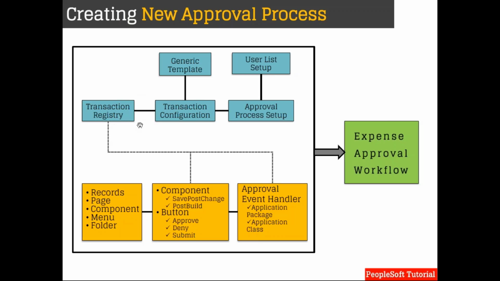So he will have a process ID in hand, and from there onwards he will perform transaction configuration, and provide or create a generic template. Generic templates will provide the email template and how to design it. This part, approval process setup, is the part where most of the configuration is done, along with user list setup. The approval event handler, which is to design the application package and application class, is optional.